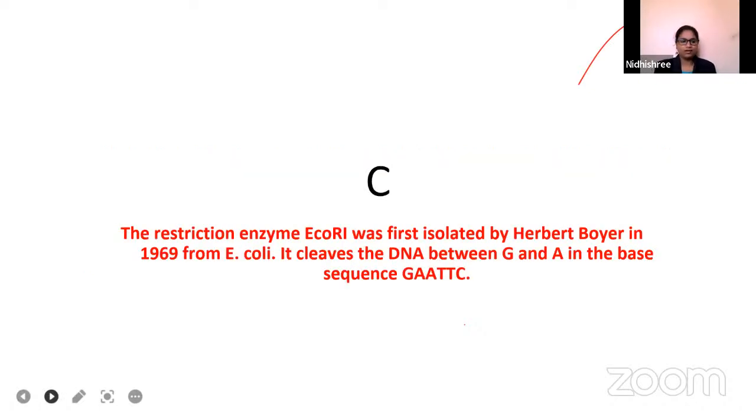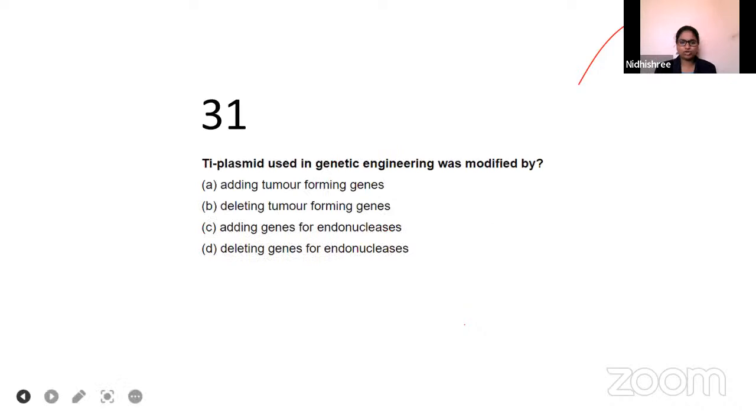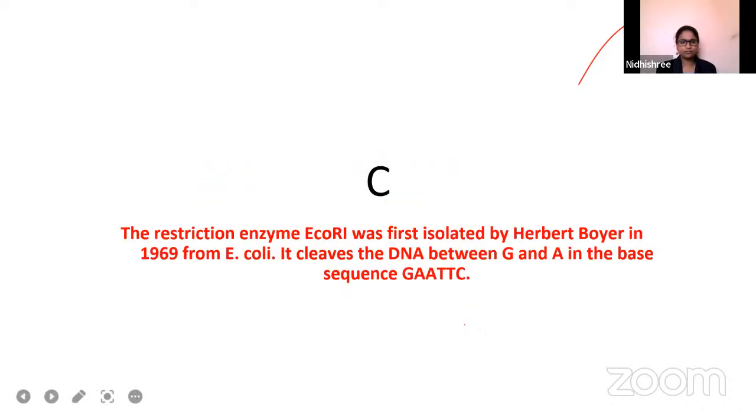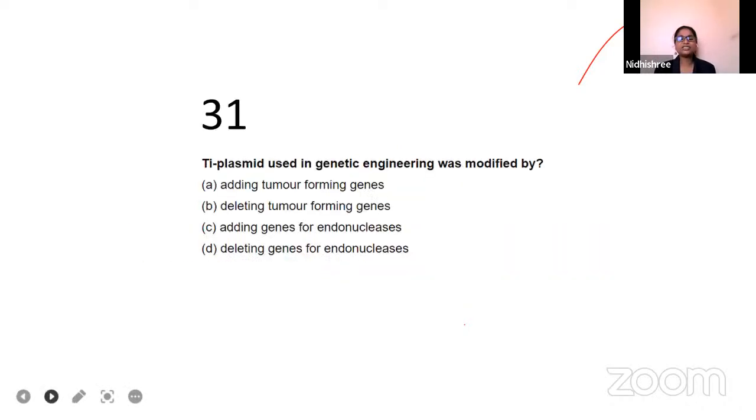Now, the next question. The 31st question goes like this. T plasmid used in genetic engineering was modified by. T plasmid is a type of plasmid.